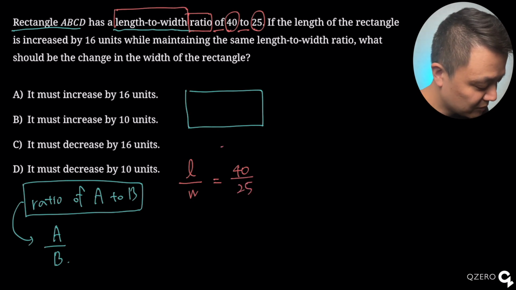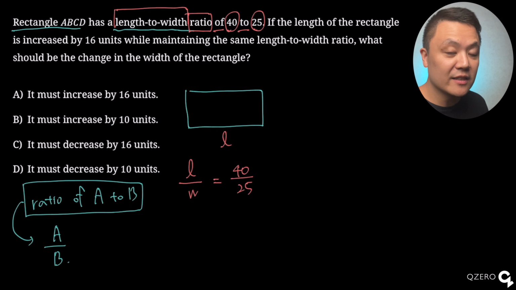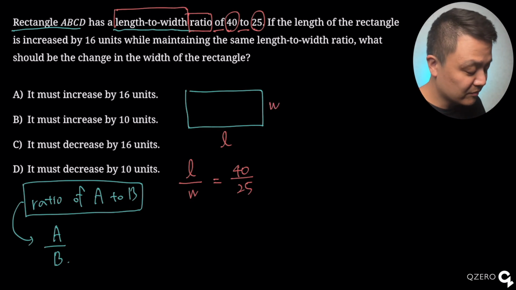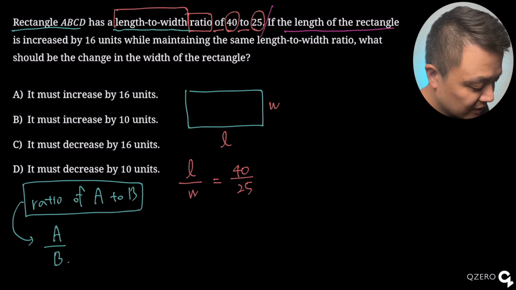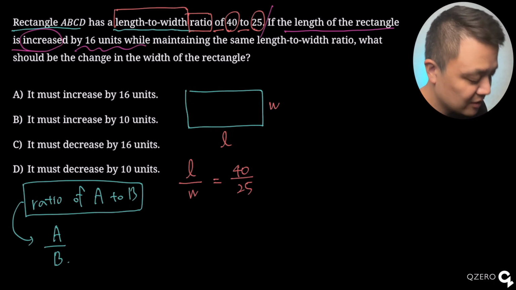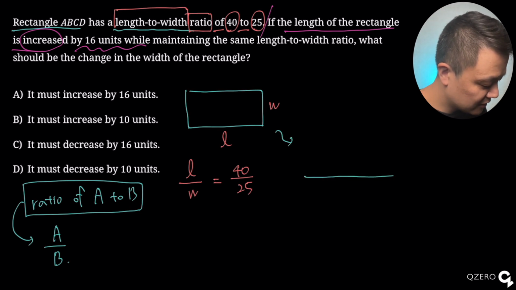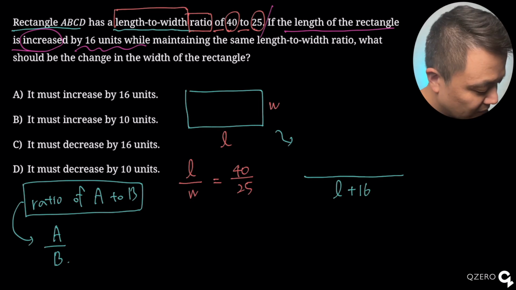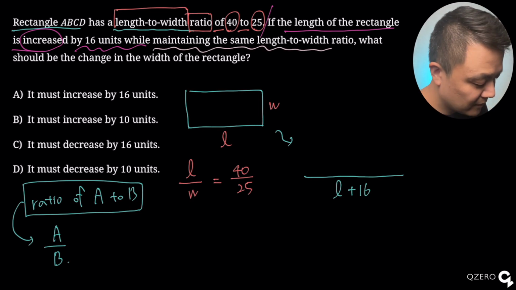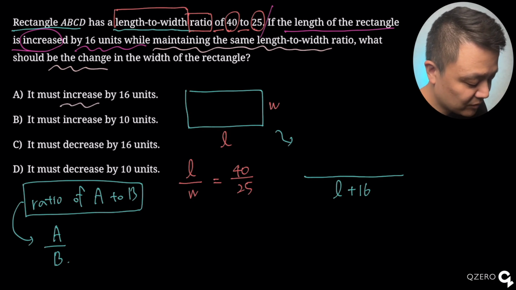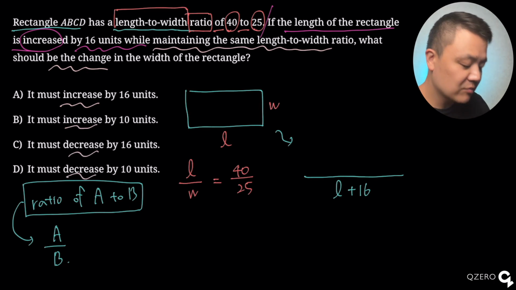So why don't we just put L here to represent the length of the rectangle and W here as the width of the rectangle. If the length of the rectangle is increased by 16 units, that means we're having a second rectangle. It's longer. Its length is now L plus 16. The ratio is still the same. And we're looking for what kind of change the width is supposed to have. Does it have to be increased or decreased? That's what we're looking for.